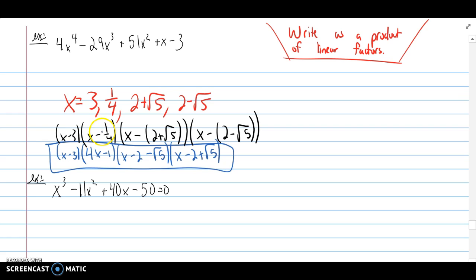How did I know to go from x minus 1/4 to 4x minus 1? Well, if I solve this, I get 1/4, and if I solve that one, I get 1/4 as well. So I'm just multiplying both of those terms by 4. This is now going to give us a leading coefficient of 4 like we have in the original problem.